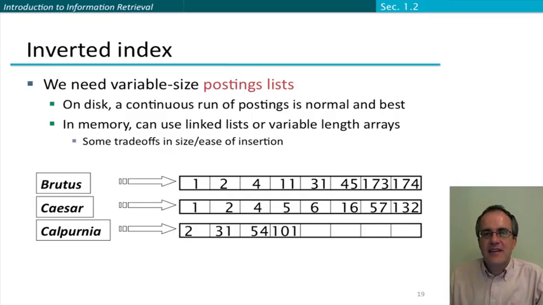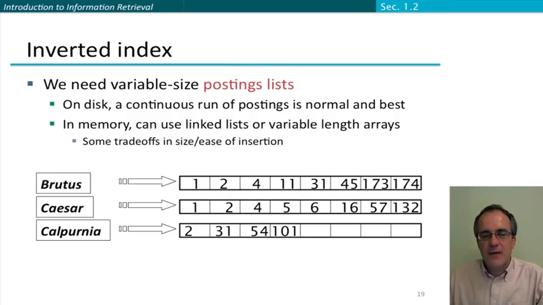Postings lists traditionally were usually stored on disk, though that may not be the case for now for big search engines. And if you're storing postings lists on disk, the right way to store them is as one continuous run of postings, because that gives the most efficient method of then being able to load them off disk back into memory when you're interested in the postings for a particular word. In memory, a postings list can be represented as a data structure like a linked list or variable length arrays, with some obvious trade-offs in the size versus the ease of insertion.